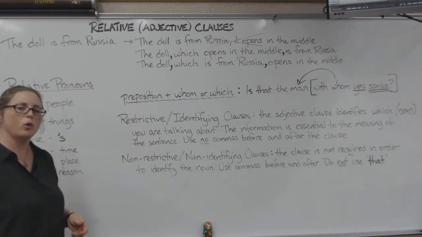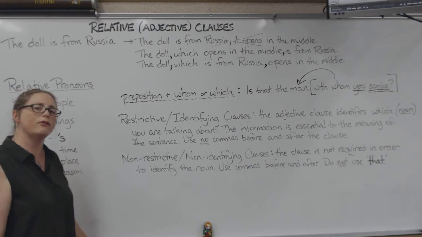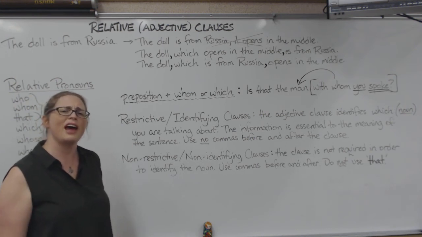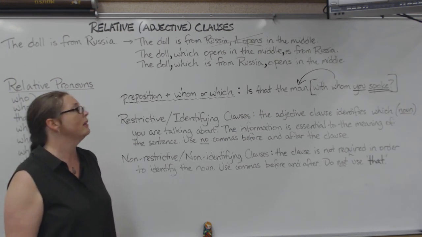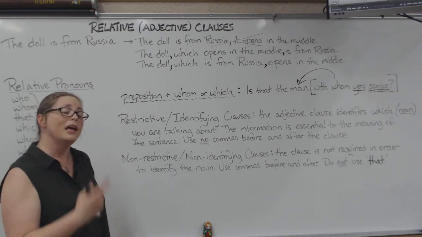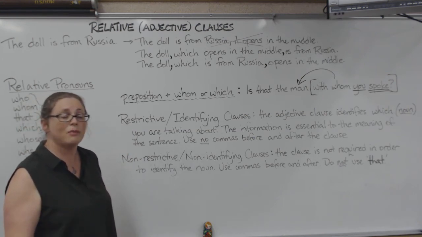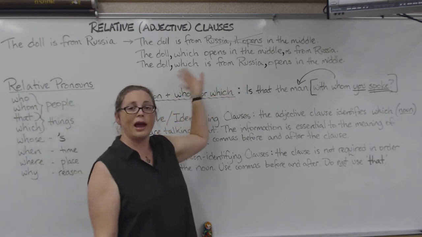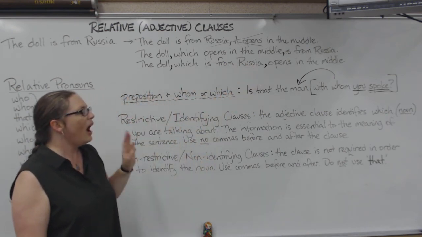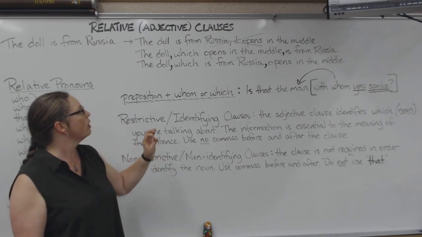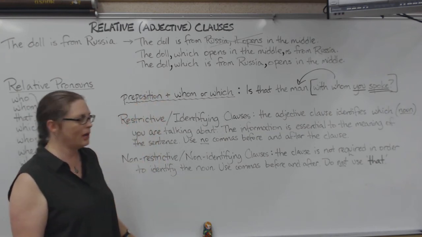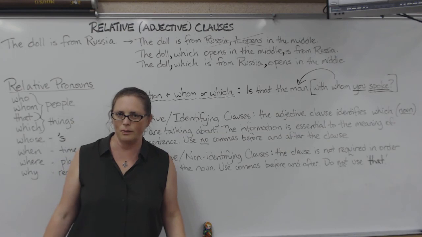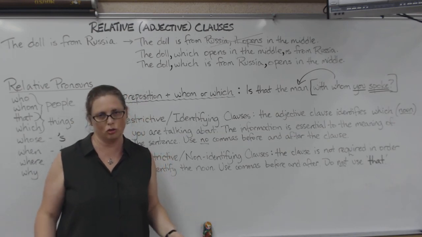Okay, let's take a quick look at restrictive clauses, also called identifying clauses. We seem to like to have two names for different things, like adjective clauses or relative clauses. Here, we have two names for the same thing. Restrictive clauses, identifying clauses. What does this mean? This means we're talking about an adjective clause that identifies which noun you are talking about. When we say it identifies, it's not the same as describes. All adjective clauses describe nouns.